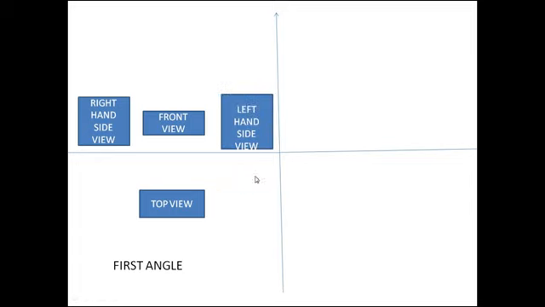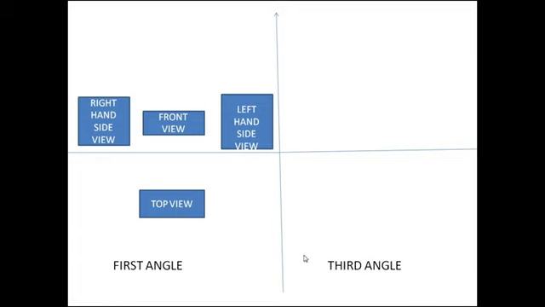Now we will see how to plot, on plain paper, whatever we have seen in the animation. In first angle, first your front view will come, and your top view will come below the front view. If you want to draw a right hand side view, you need to draw it on the left hand side of the front view. When you want to draw a left hand side view, it will come on the right hand side of the front view. Okay, so this is our first angle.